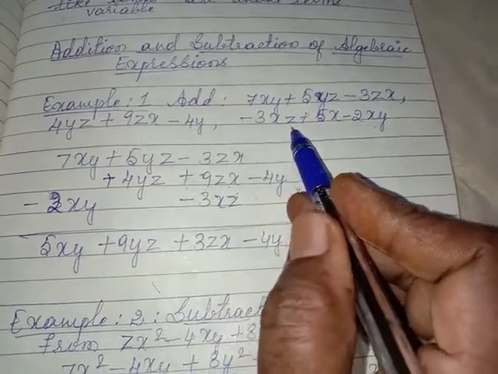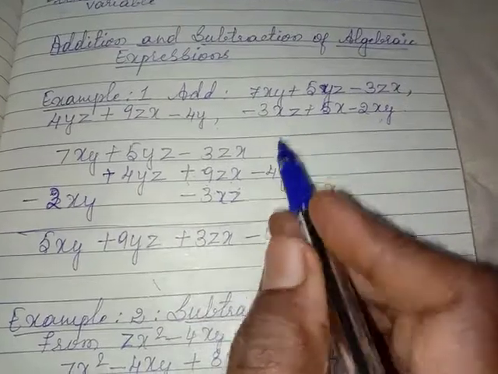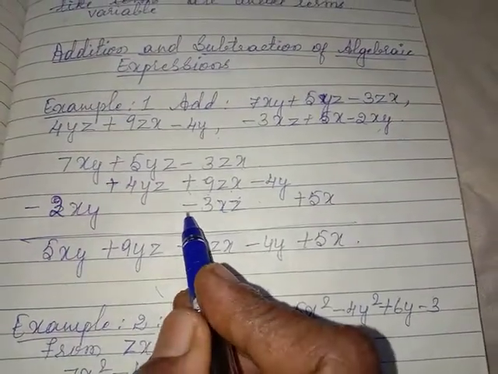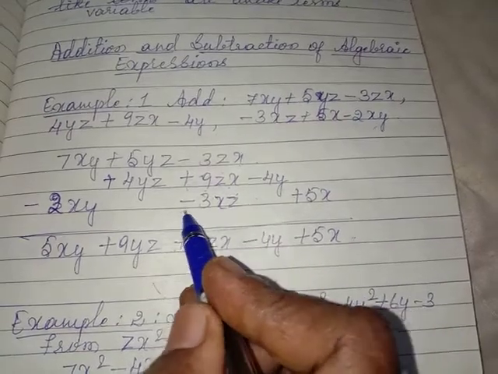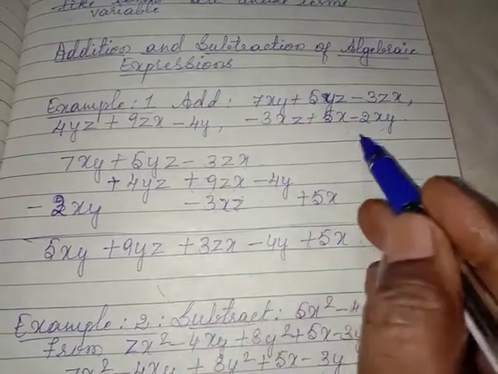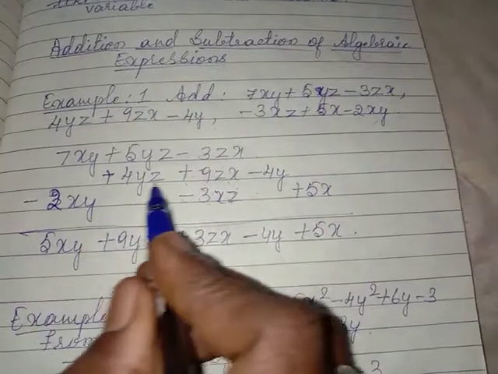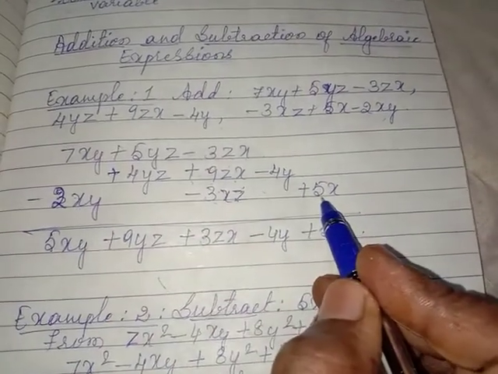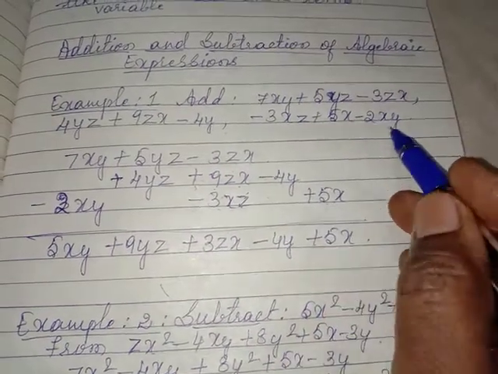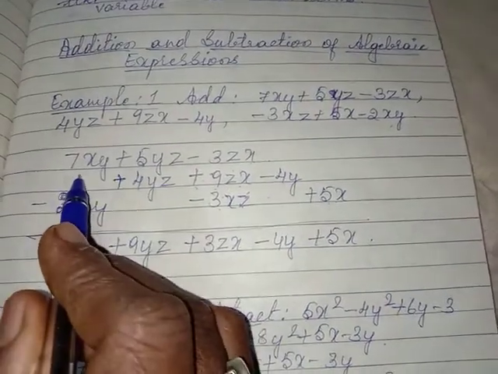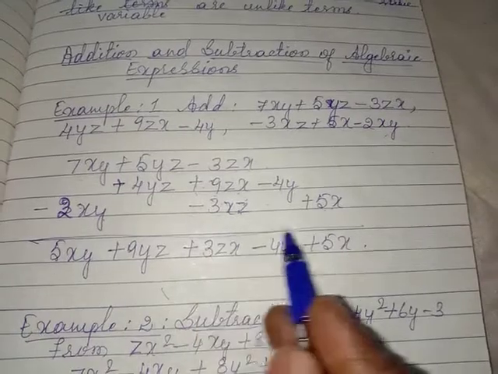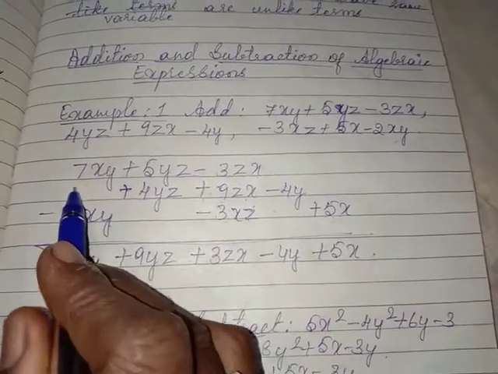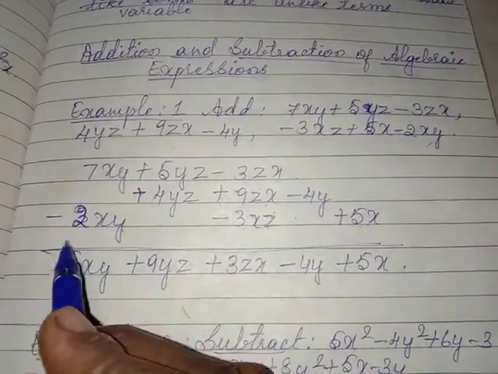Now next is another one, minus 3xz. xz is nothing but zx also. Both are same now. So write here minus 3xz. Then next 5x, there is no 5x term. So write it separately. Then minus 2xy. Here 7xy is there. Minus 2xy you have to write here. Then add it.